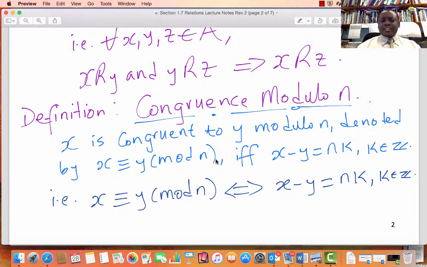Before we look at an example, let's define the concept of congruence modulo n. x is said to be congruent to y modulo n, denoted by x congruent to y mod n, if and only if x minus y equals n times k, where k is an integer. To put that in one simple mathematical sentence, x is congruent to y mod n if and only if x minus y equals nk, where k is an integer.